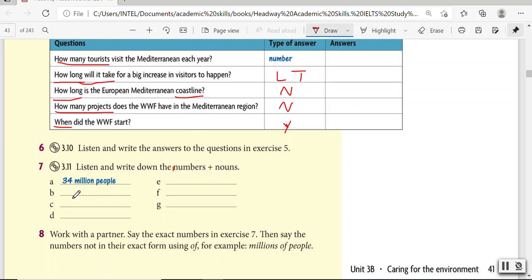Okay, number 2, 9,000 plants. C, 350 projects. D, 5 million cars. I'll write down M like this, but please write the full form of million: 5 million cars.